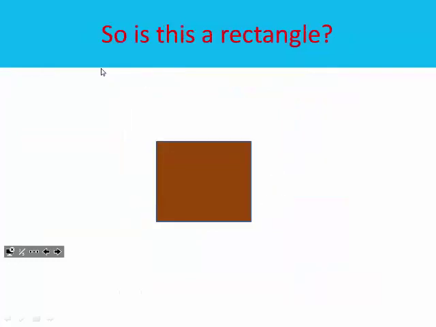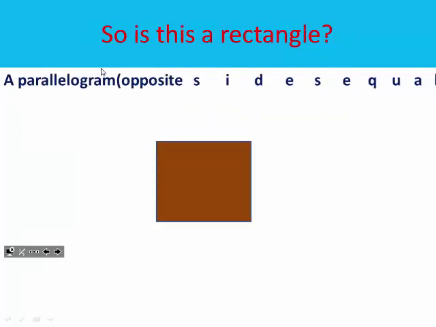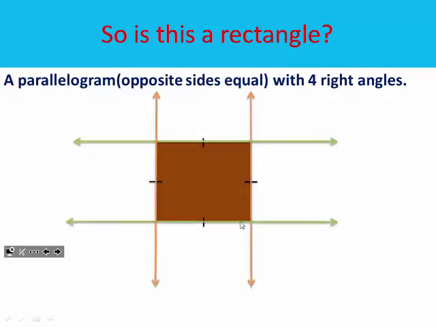So the question is, is this a rectangle? Here's our definition again. Opposite sides are equal. Top and bottom are opposites. Left and right sides are equal. Whoa. Top and bottom, opposite sides are parallel. Left and right, opposite sides also parallel. 4 right angles. I'll be asking you what you think about this.